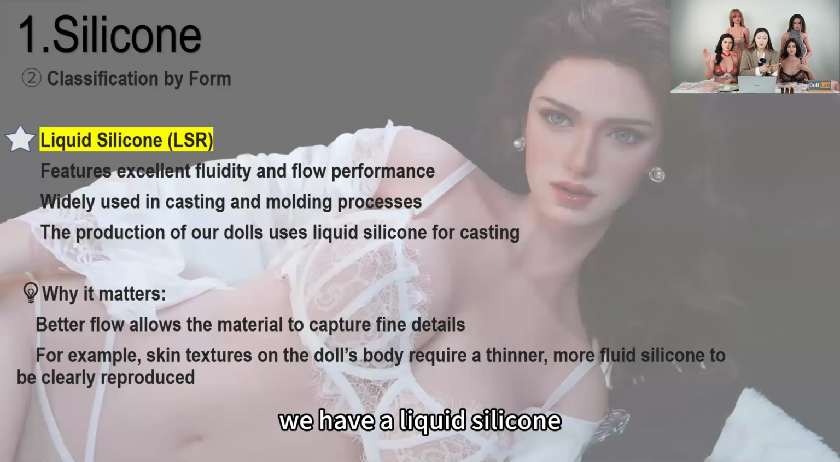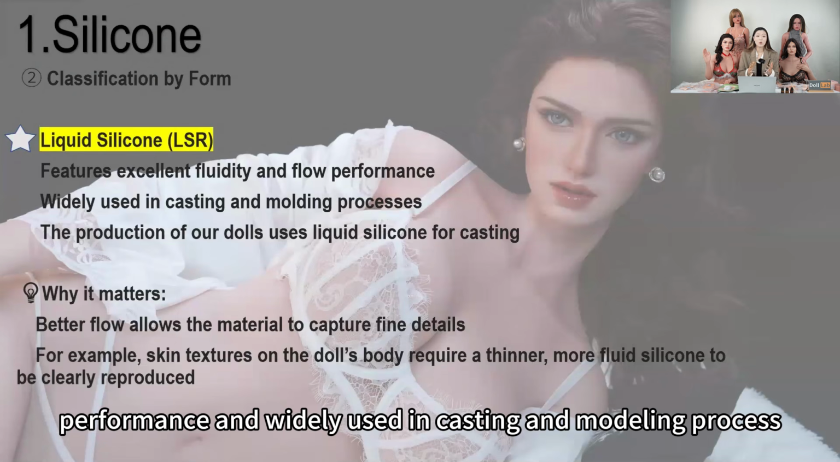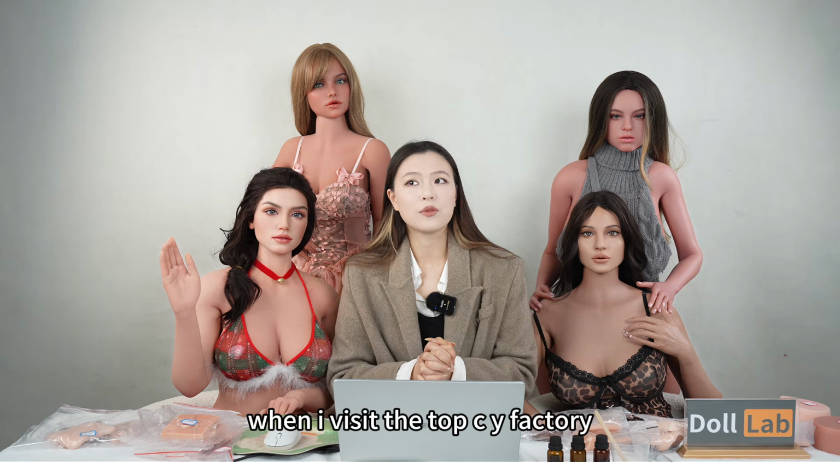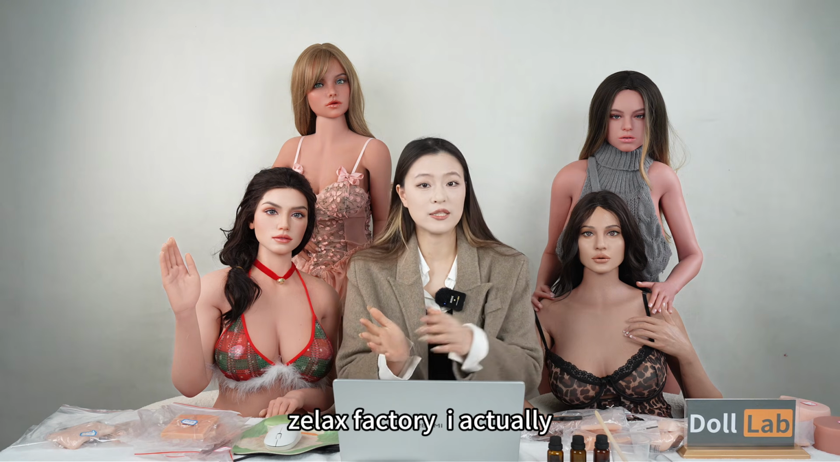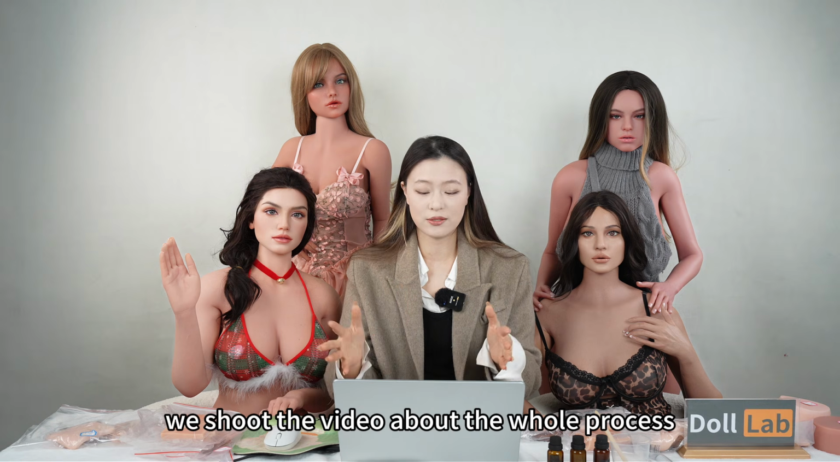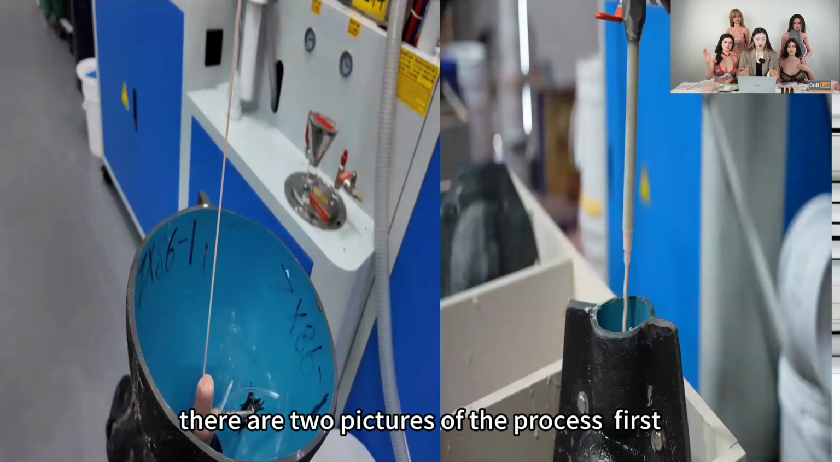So we have liquid silicone, which features excellent fluidity and flow performance, and is widely used in casting and modeling processes. The production of our dolls uses liquid silicone as well. When I visited the Top CY factory, the Zelex factory, we shot a video about the whole process. I'm gonna show you a picture of that. There are 2 pictures of the process.